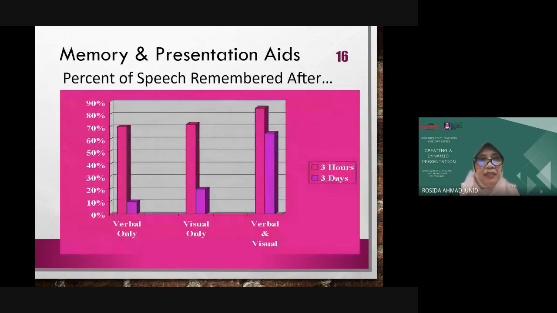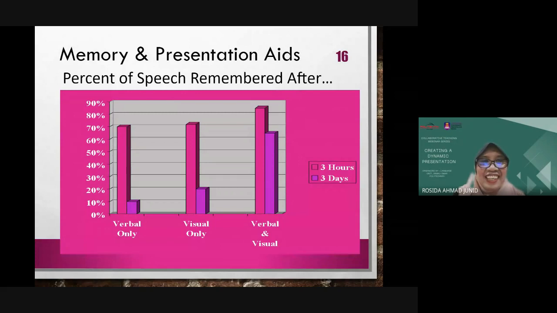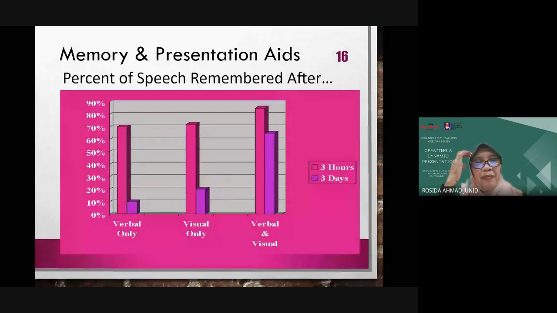For example, you can have this, right? Percentage of speech remembered. For verbal, when you say things verbally, it says 70% will be remembered. Visual, more than 70%. After 3 days, with visual, they can still have 20% in their mind. But if it's verbal, after 3 days, only 10% can be remembered.